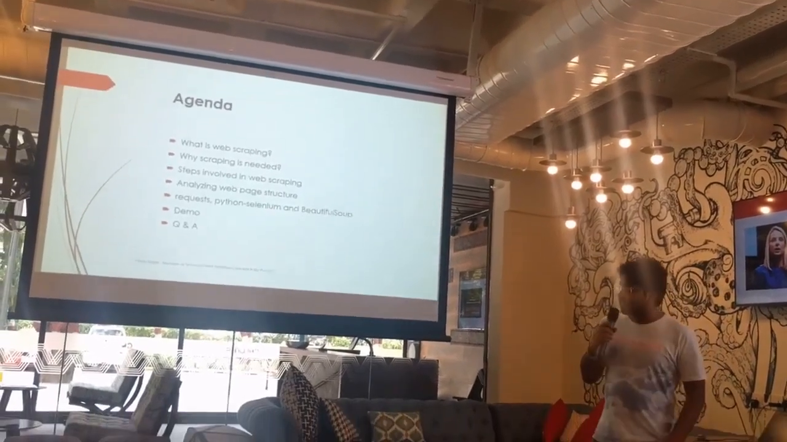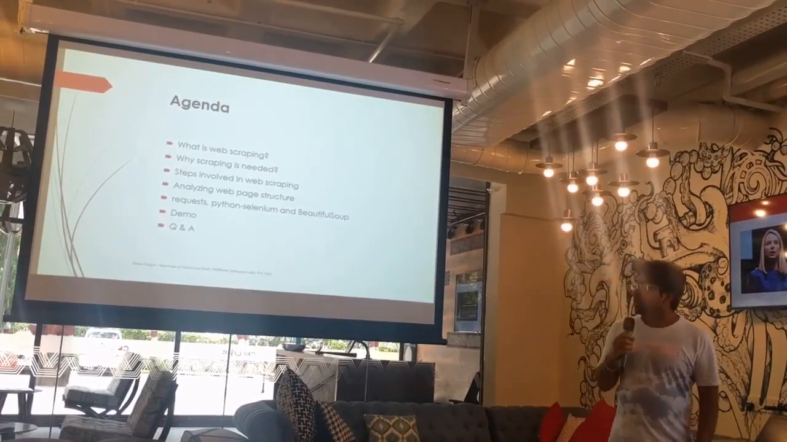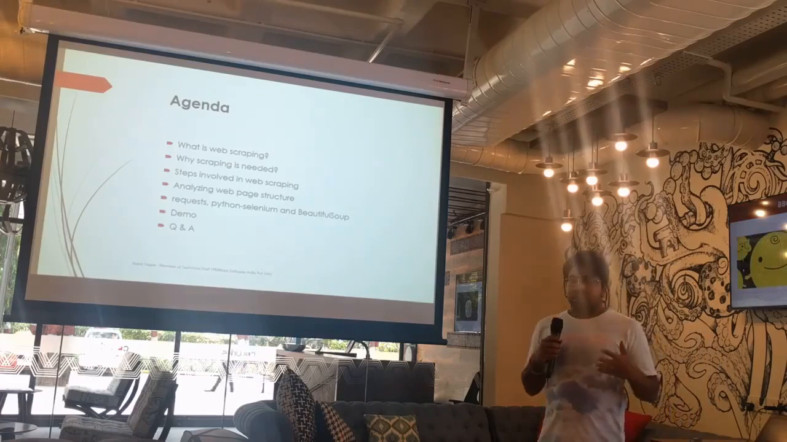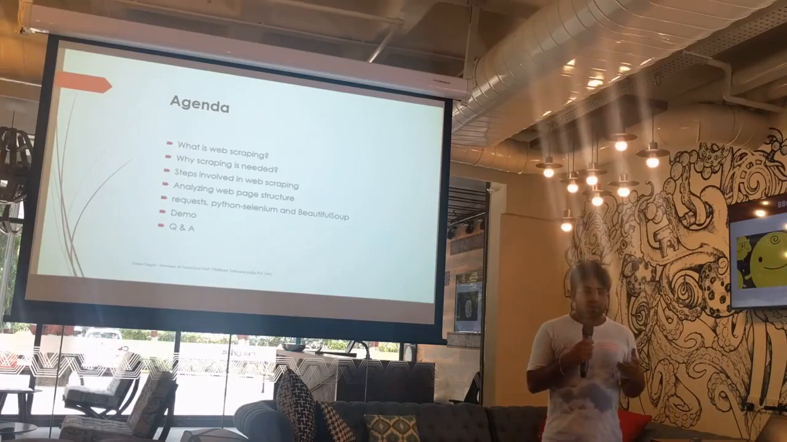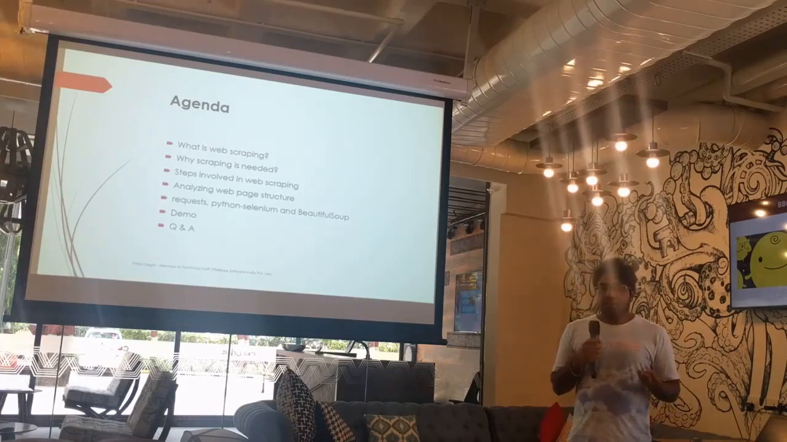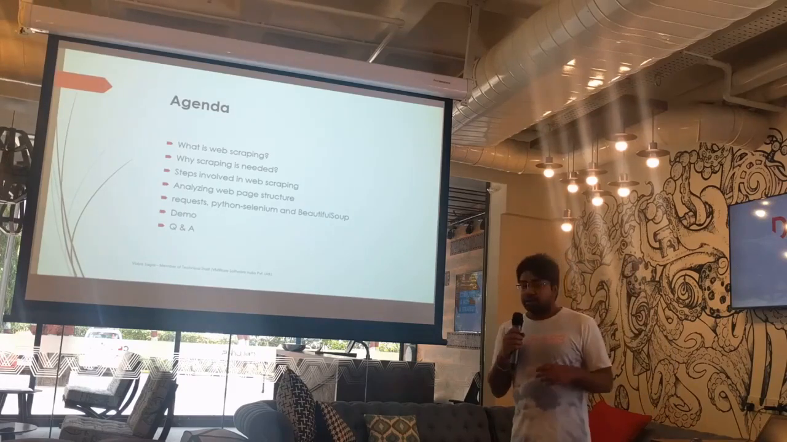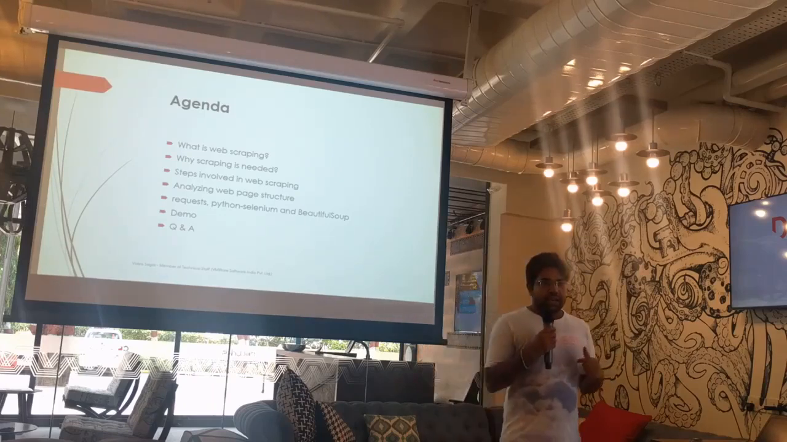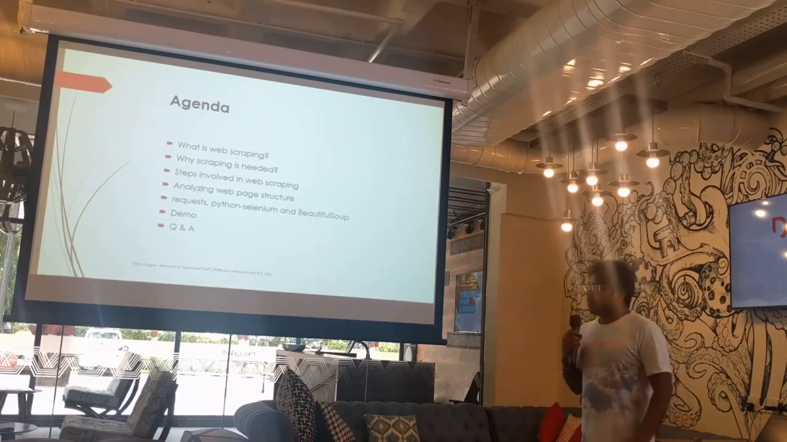I will be discussing what web scraping is, why scraping is needed, what the steps involved in web scraping are, and how we can analyze the web page, what we are going to parse. After that, I will discuss some of the libraries that are required, like Requests. I will go for Python Selenium, and then Beautiful Soup, and then I will show you a demo of how I extracted data using a small code. I get the data from ESPN Cricinfo, and then we will go for Q&A.